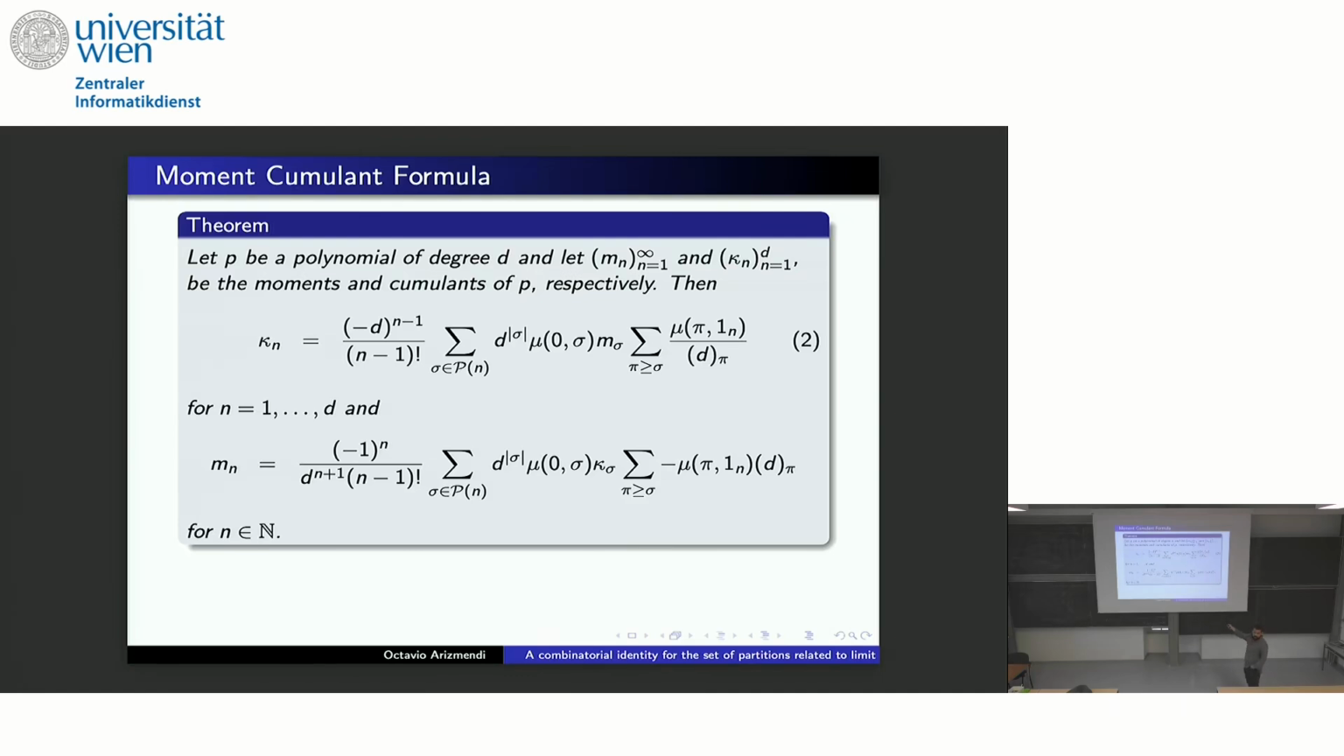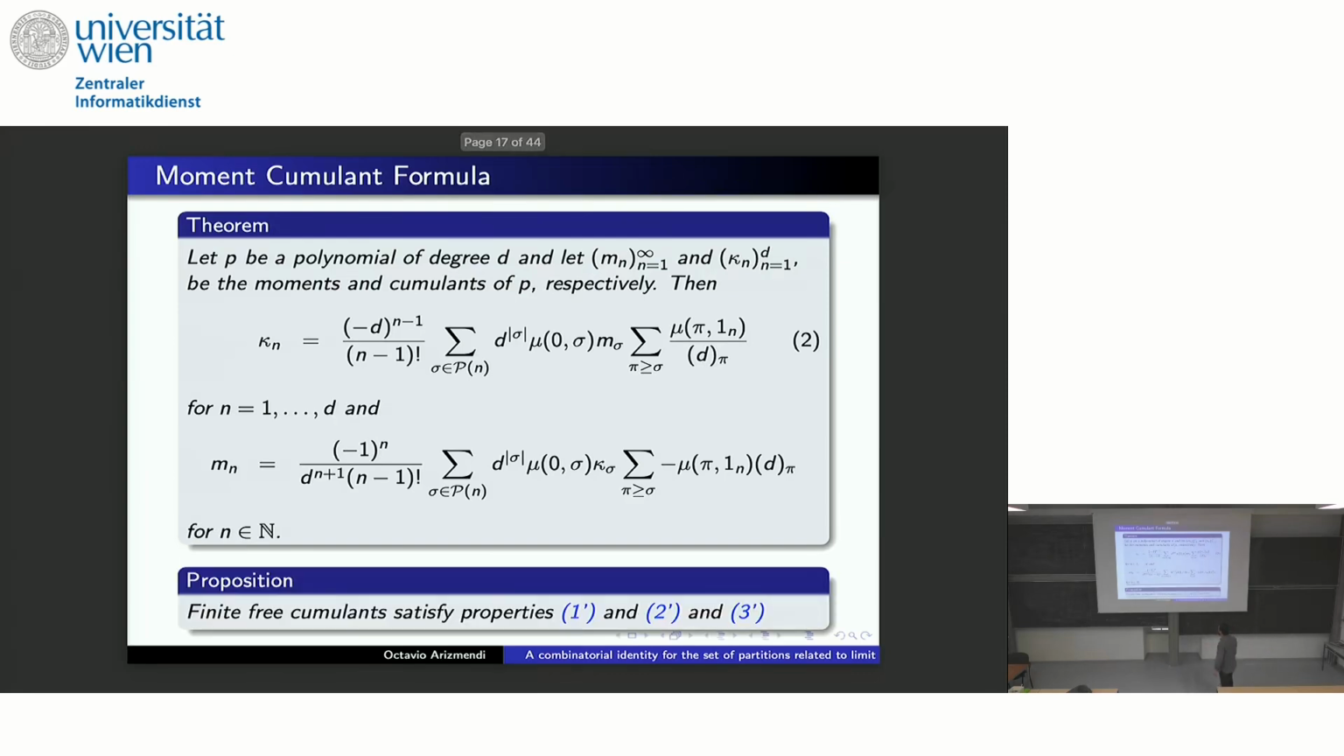Maybe please don't look much at this formula, because while this does the job, there is a nicer formula that we actually put in the paper and didn't use. Then in the second paper, when we had multiplicative convolution, we realized that that formula was better. I don't know what we were thinking, but the point is that with this, we can prove that finite free cumulants satisfy 1, 2, and 3.